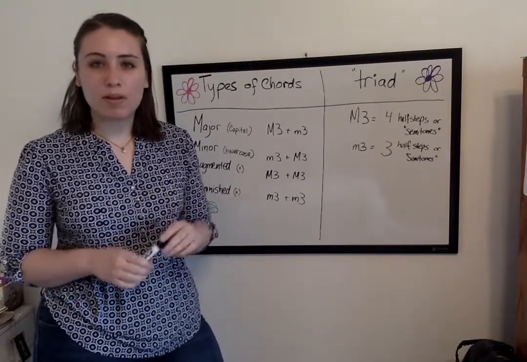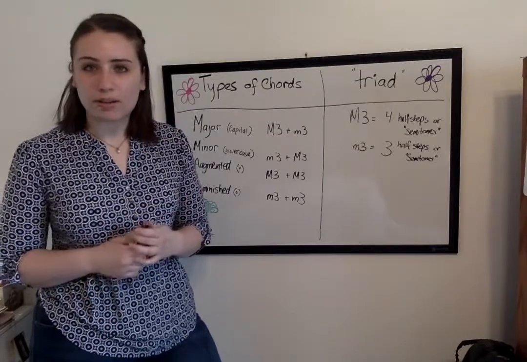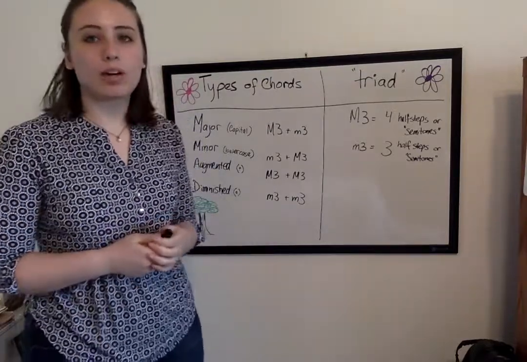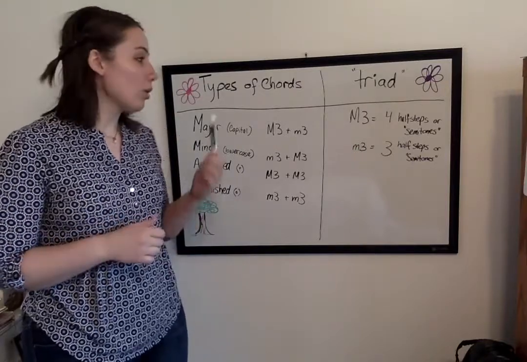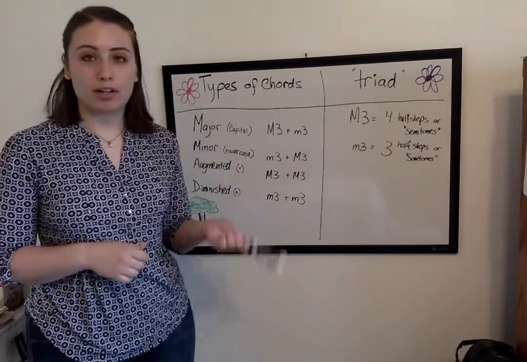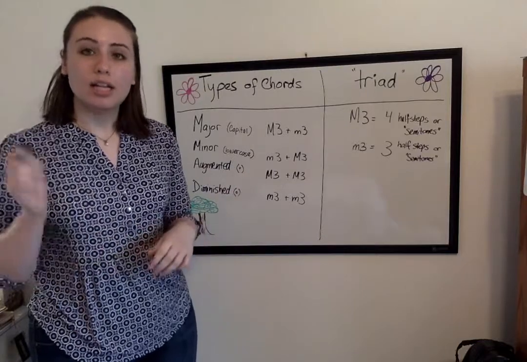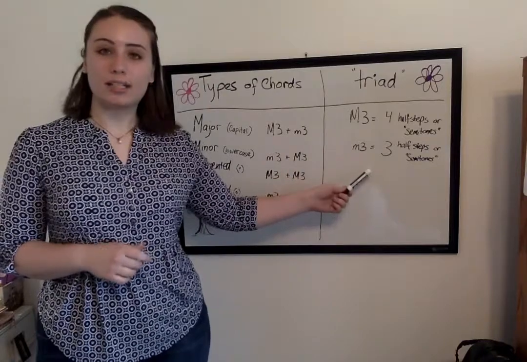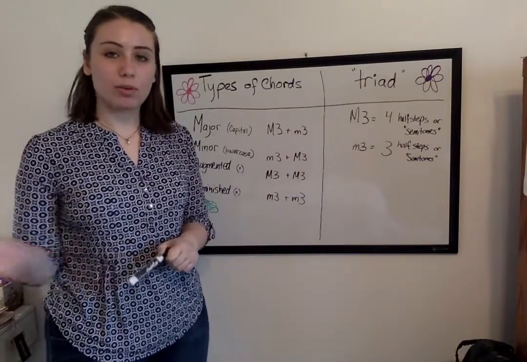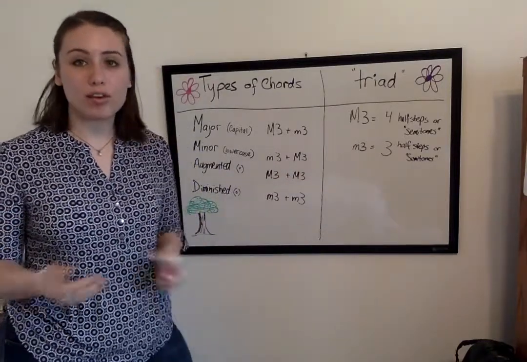But this is just a little bit further on than talking about scale degrees and stuff like that, like we were on some of our last videos. So what we're going to talk about today is major and minor, augmented and diminished chords. To start though, before we can do that, we have to talk about what is a major third, what is a minor third. In one of our previous videos, we talked about what a third is.